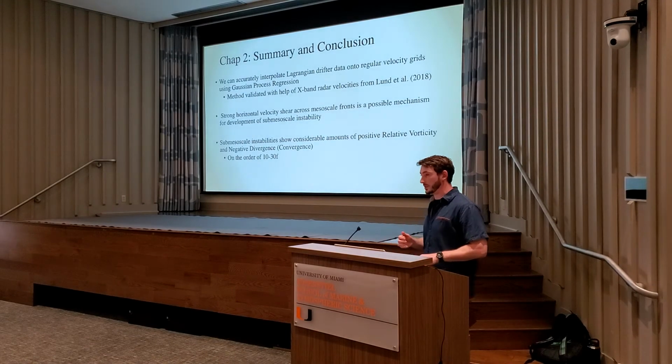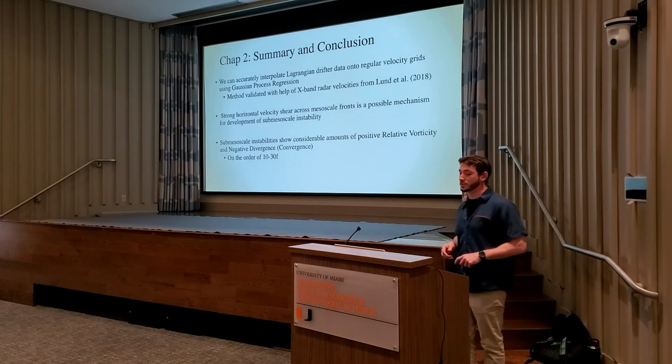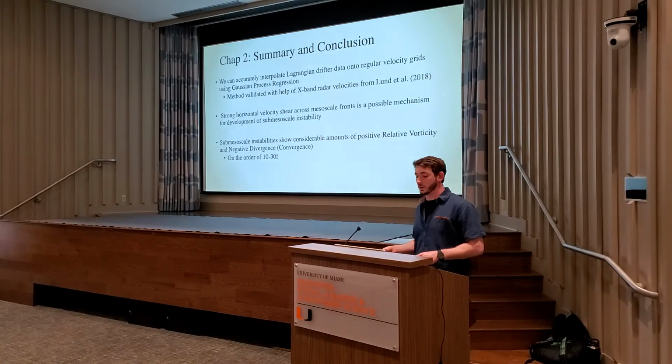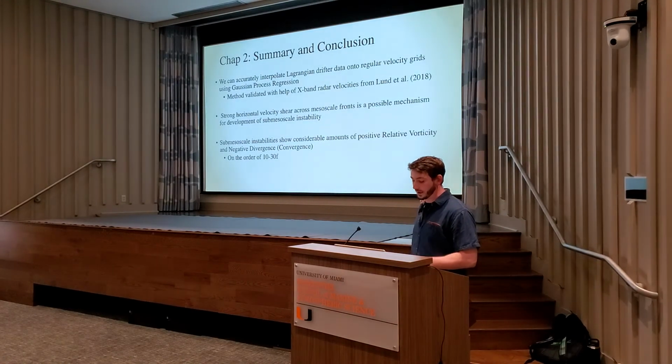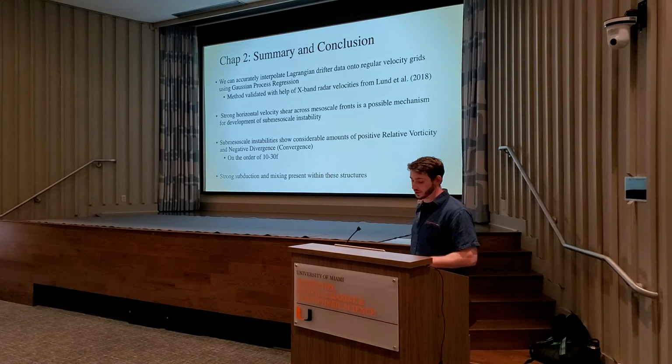And these submesoscale instabilities show considerable amounts of relative vorticity and negative divergence, or convergence, on the order of 10 to 30 f. And we see strong subduction and mixing present within these structures.